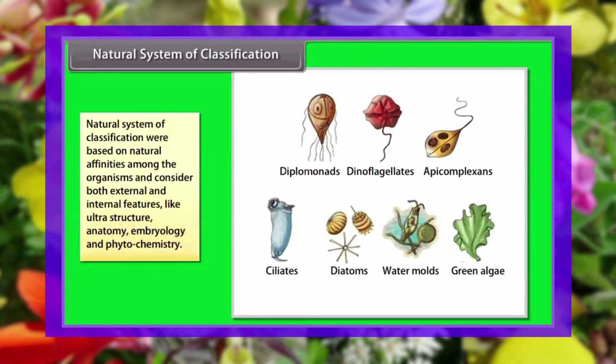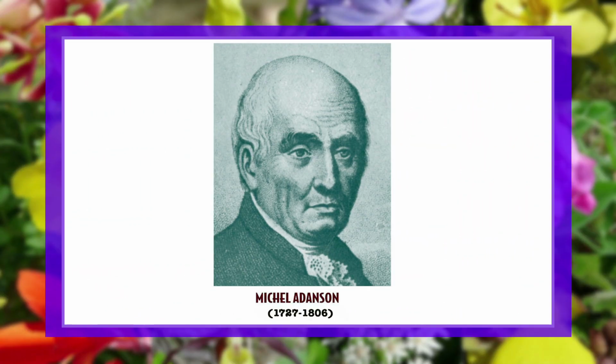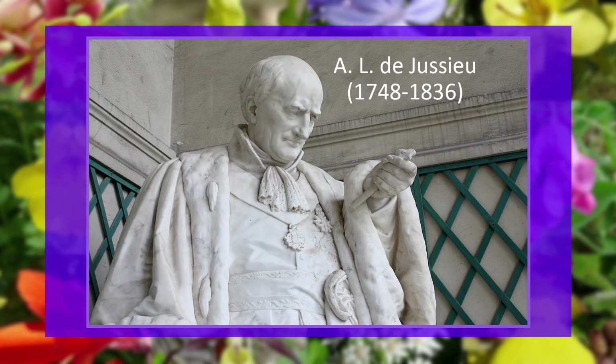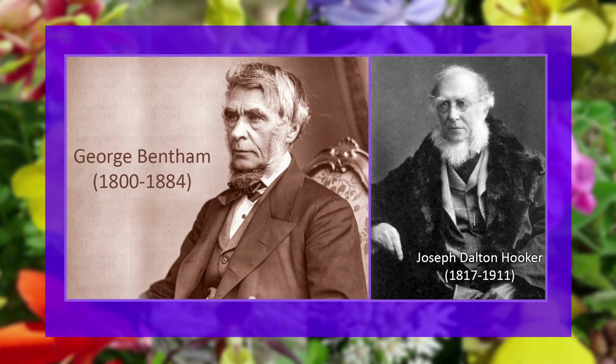Natural systems of the 18th and 19th centuries used morphology as criteria for overall similarity. Some important natural systems of classification were proposed by Michel Adanson, A.L. de Jussieu, A.P. de Candolle, and Bentham and Hooker.